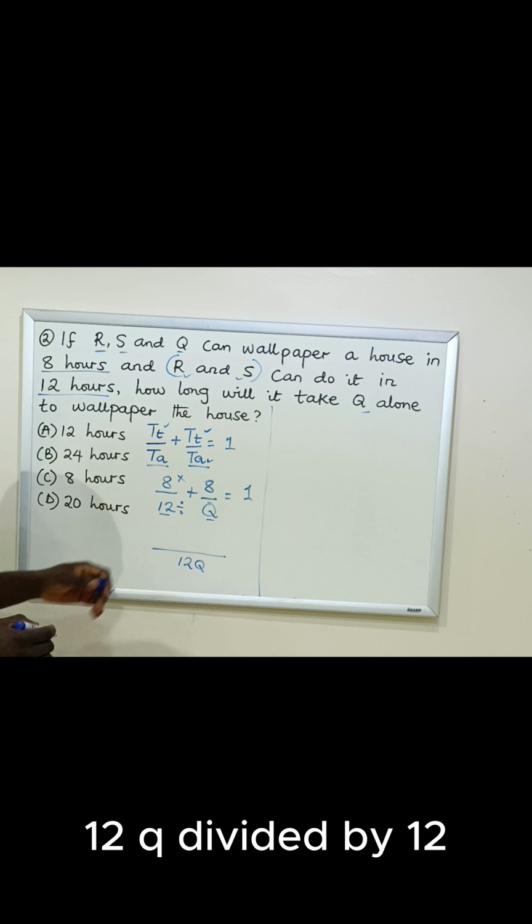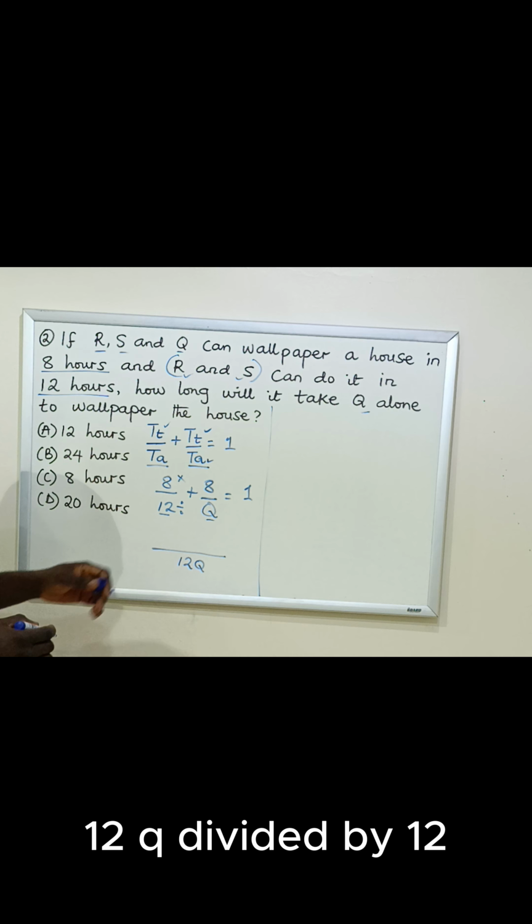If R, S, and Q can wallpaper a house in 8 hours, so if three of them work together, these 8 hours will be the time together. So we are going to replace this TT with 8 hours, also this TT with 8 hours. Now, the next part of the question: R and S can do it in 12 hours.